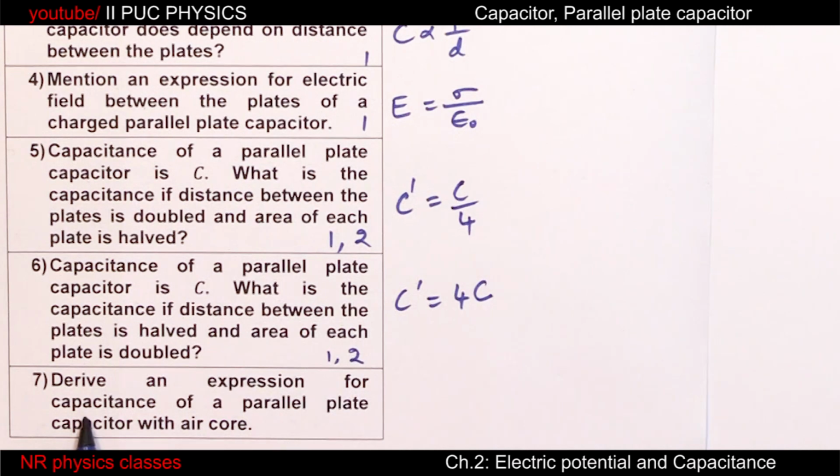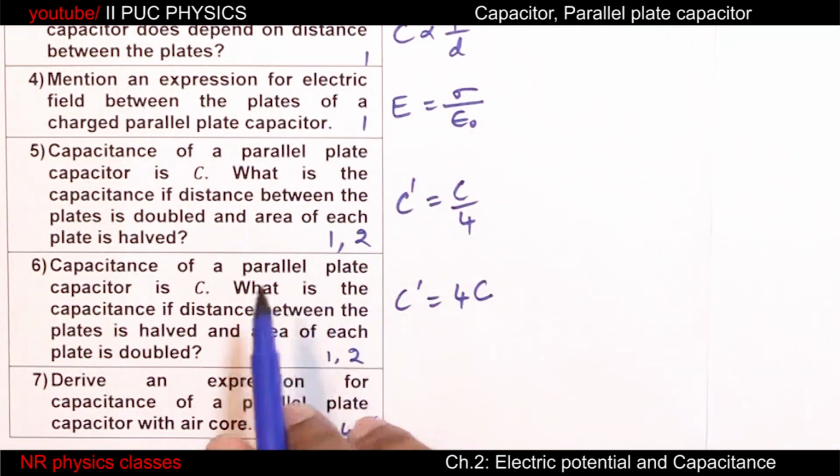Derive an expression for capacitance of a parallel plate capacitor with air core, means nothing in between the plates. This is for 3 or 4 or 5 marks. Copy these questions and answers.